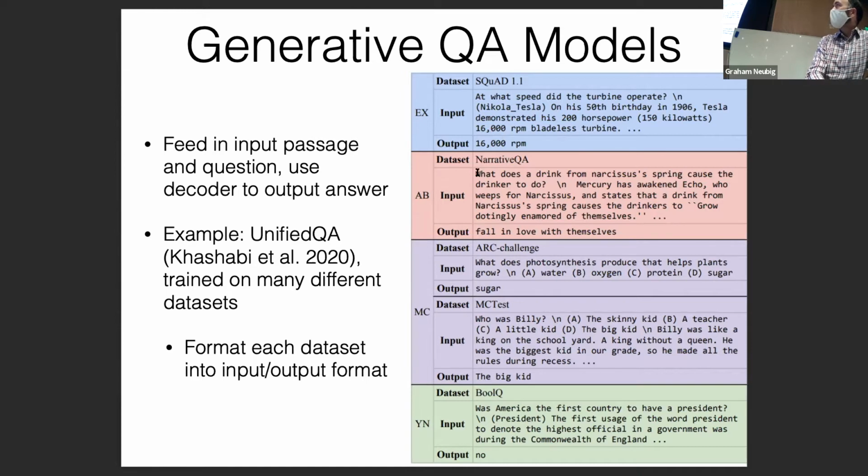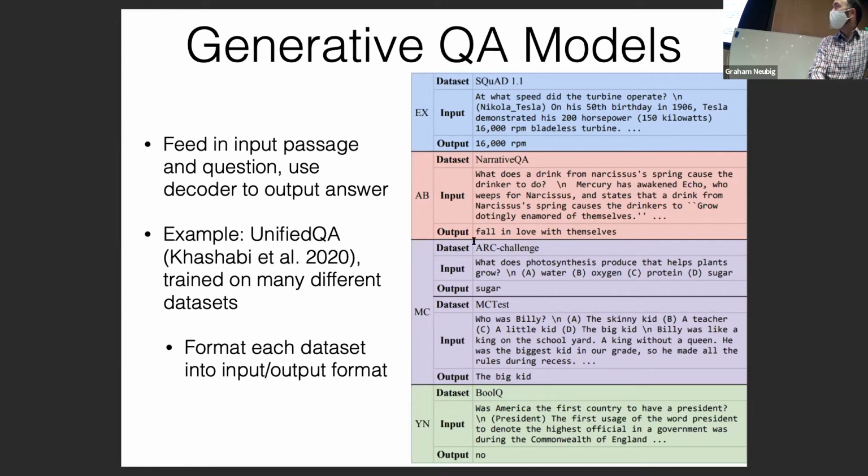Here they do exactly the same thing. They append the question to the very beginning, and then they have the evidence passage after that. And they have an output. Now the output is not necessarily limited to being an extractive output.